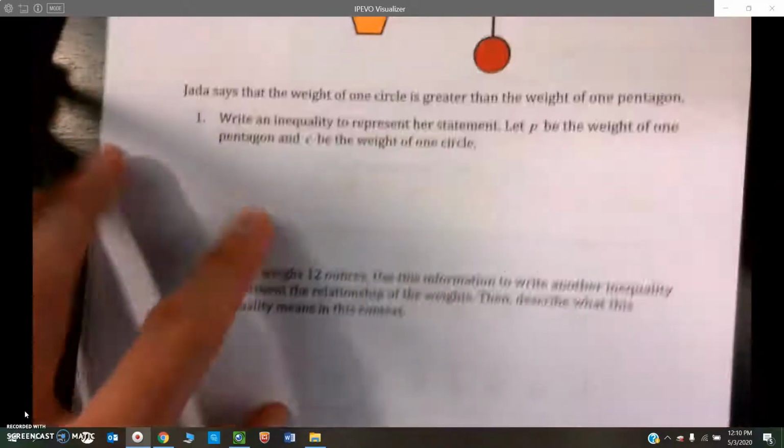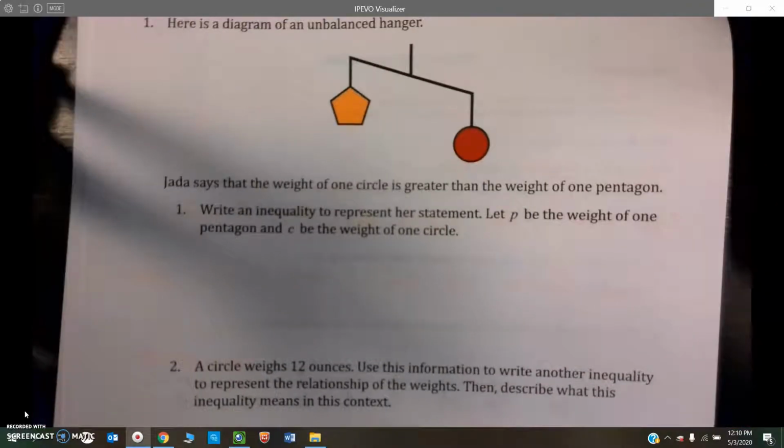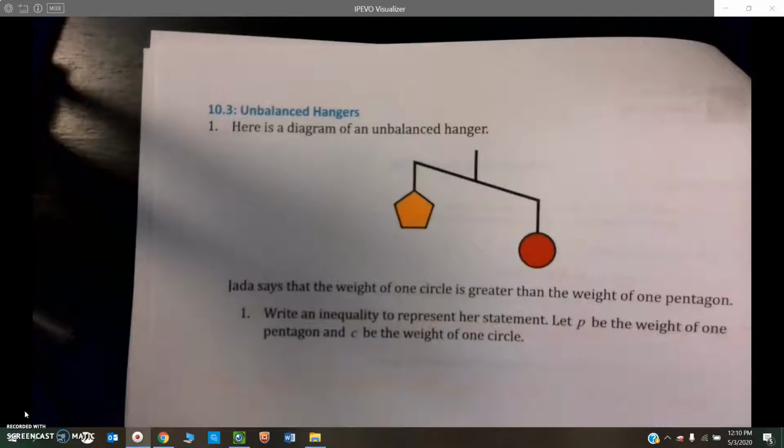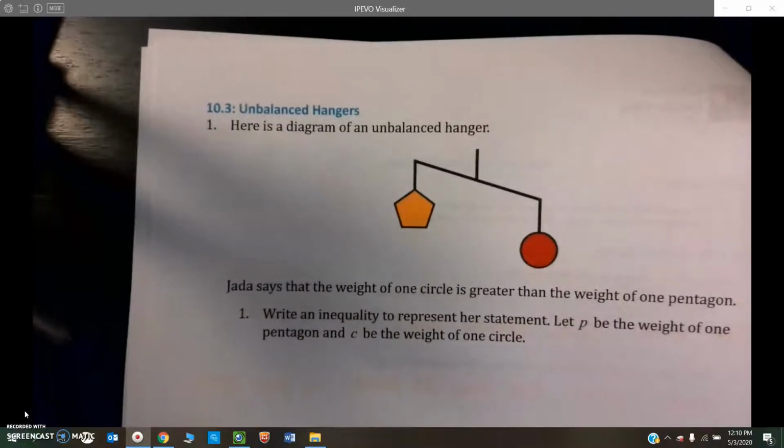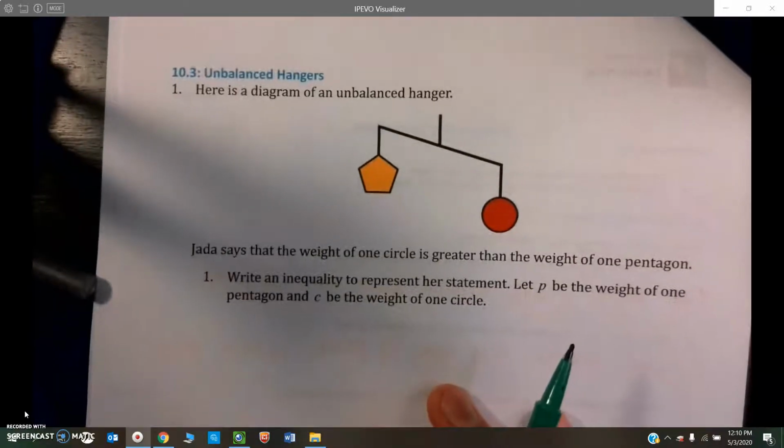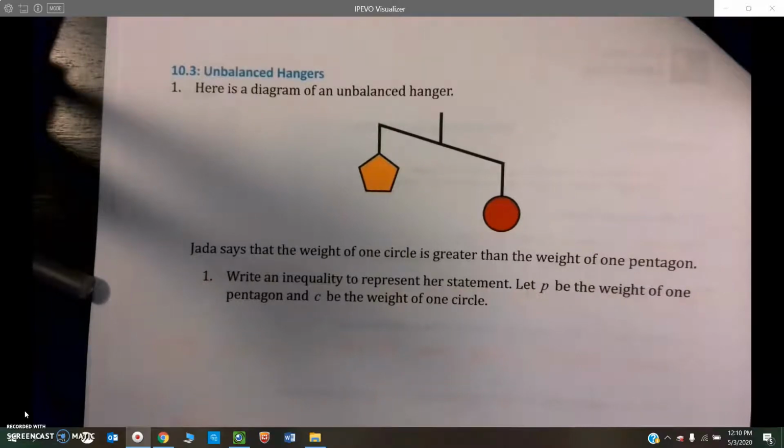All right. So now we are going back to our unbalanced hangers. We have looked at these before. So Jada says that the weight of one circle is greater than the weight of one pentagon. Write an inequality to represent her statement. Let P be the weight of one pentagon and C be the weight of one circle.